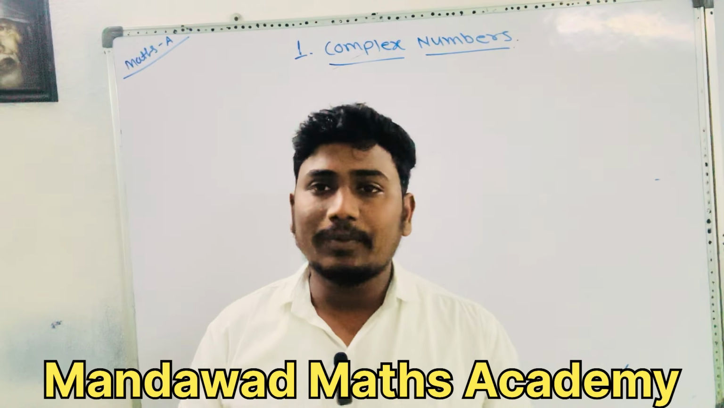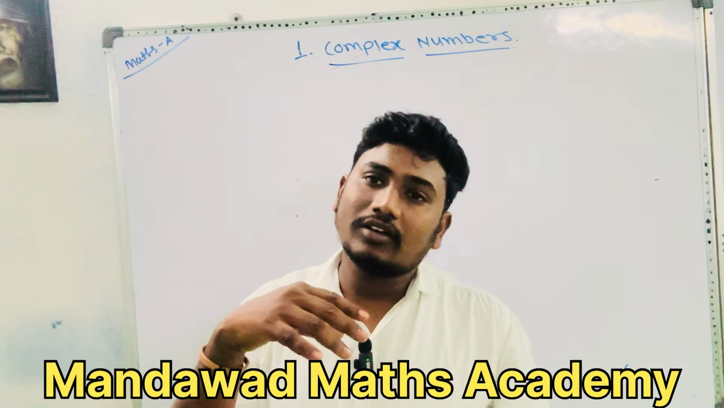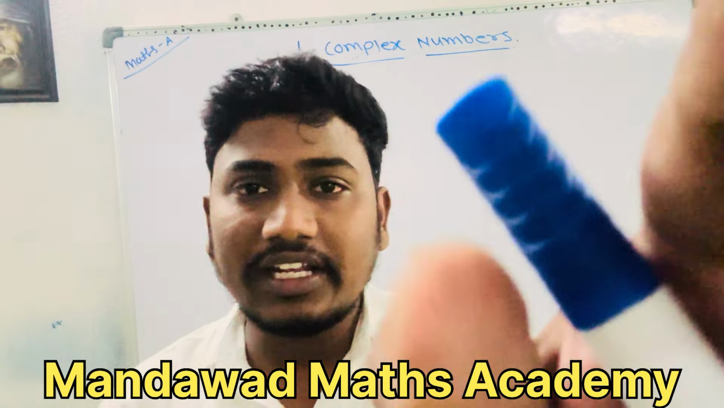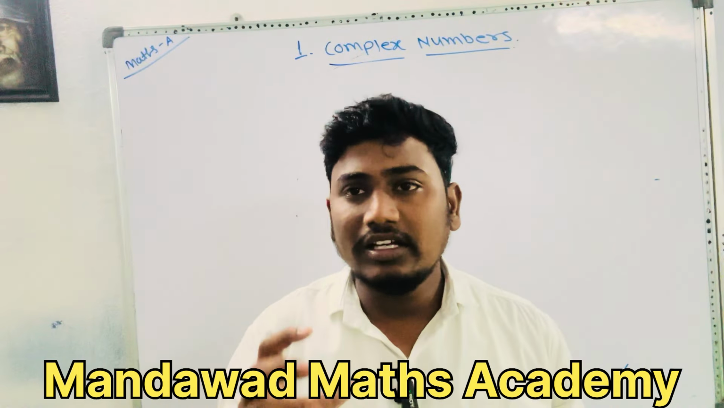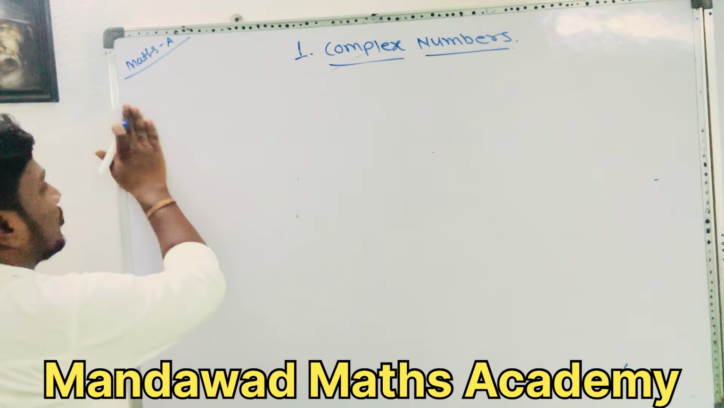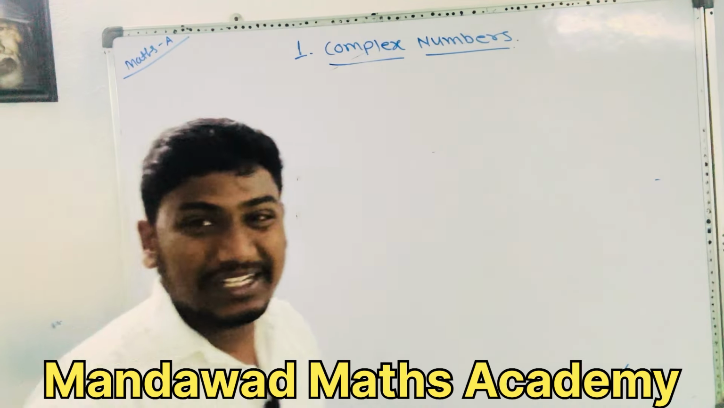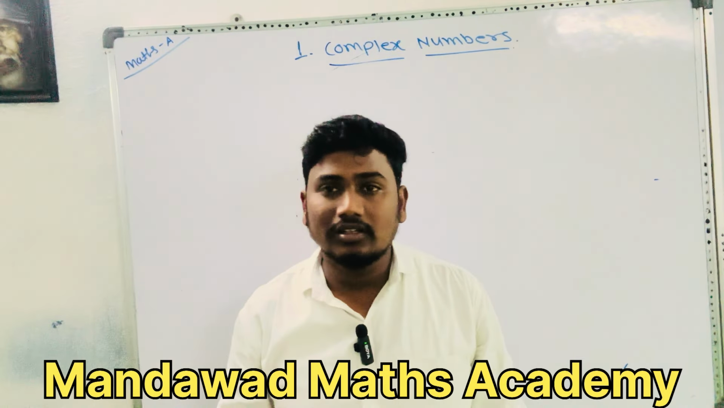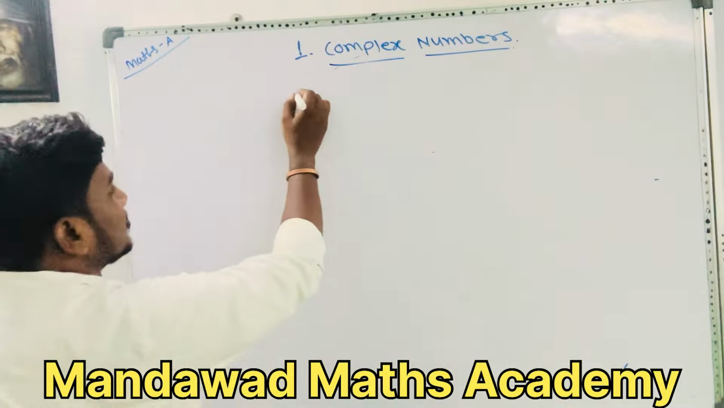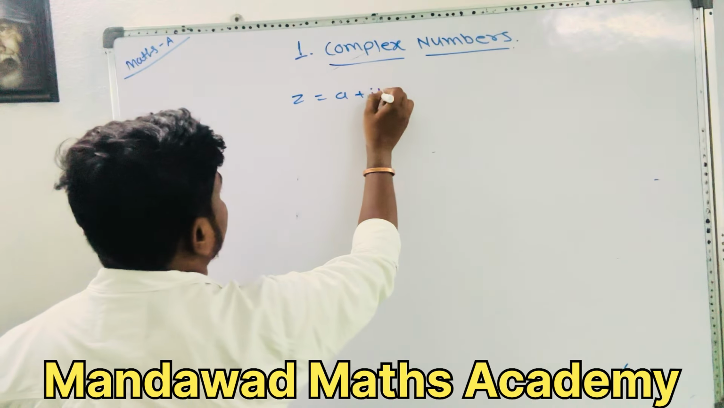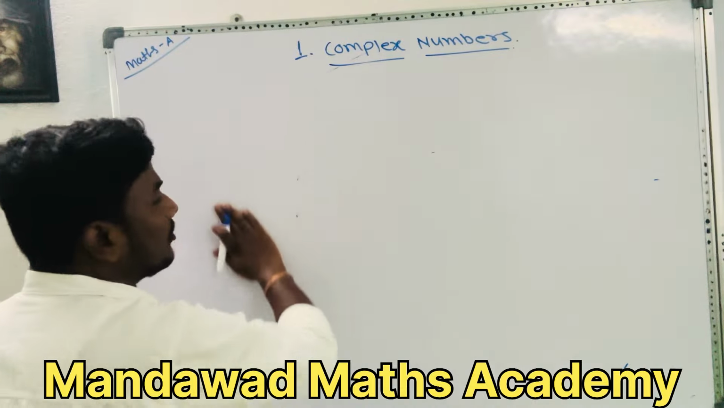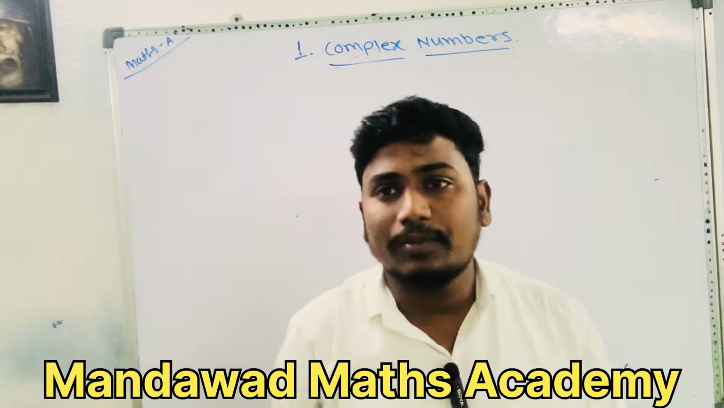Now let us start the complex number. What is complex number? How does it work and why do we require the complex number? This is a very important topic, and the complex number is the superset of all sets of numbers, which is defined as z is equal to a plus ib. So why do we require the complex number? If we have real numbers, why do we require complex numbers?